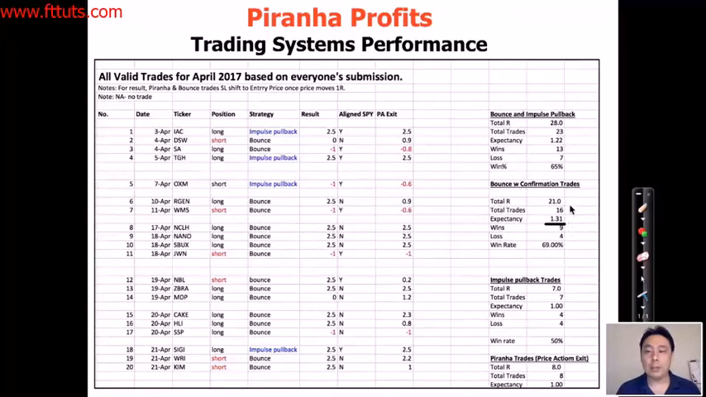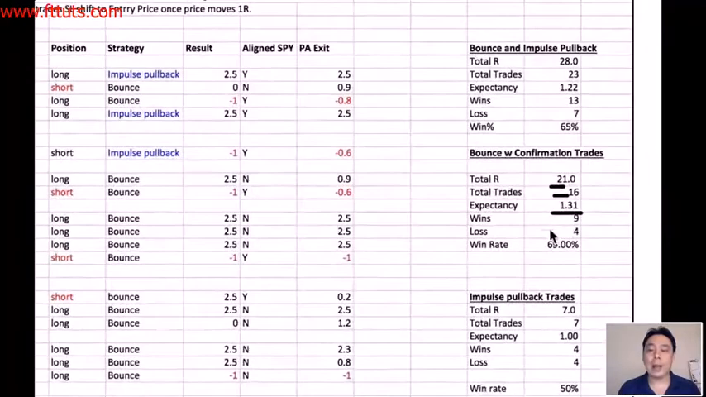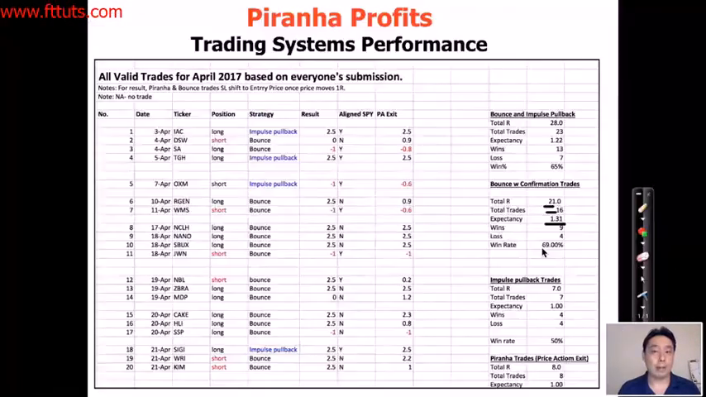So what does this mean? If you take 21R, 21 divided by 16, that's 1.31, which means on average, when you have a win, you win 2.5R. When you lose, 1R. But on average, each trade you place will make you 1.31R. Right? For example, in this month, you can see there were 9 winning trades, 4 losing trades, 69% win rate.